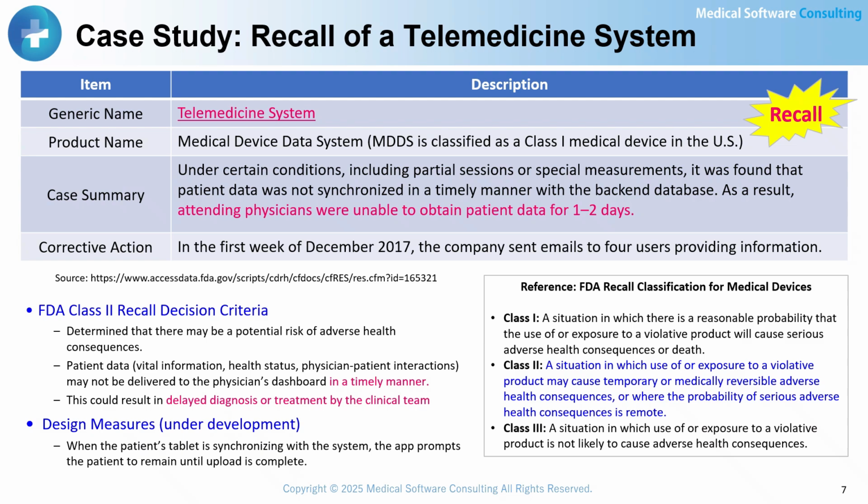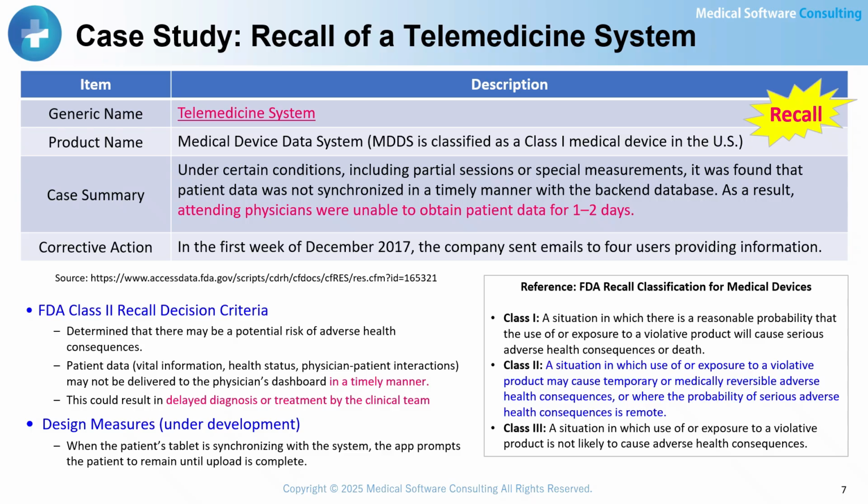However, in certain situations, especially with special types of measurements, the patient data did not synchronize with the back-end database in a timely manner. As a result, the attending physician might not receive the latest patient data for 1 or even 2 days. The FDA classified this issue as a Class 2 recall. This means the problem could potentially cause adverse health consequences, but it was not considered a Class 1 event, which would involve a reasonable probability of serious injury or death.